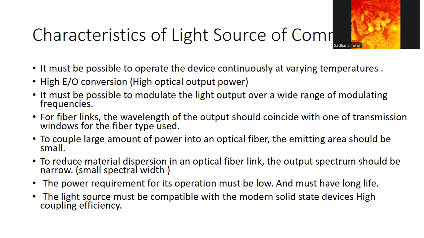Next, the optical source can be modulated easily over a wide range of modulating frequency. This must be kept in mind before selecting the light source. Next, there must be large optical coupling, and we need to design the emitting area. We have to keep in mind that the emitting area must be small, and in order to reduce the material dispersion in an optical fiber link, the output spectrum must be narrow. What does it mean? It means when we are selecting any light source, that light source must have a small spectral width.